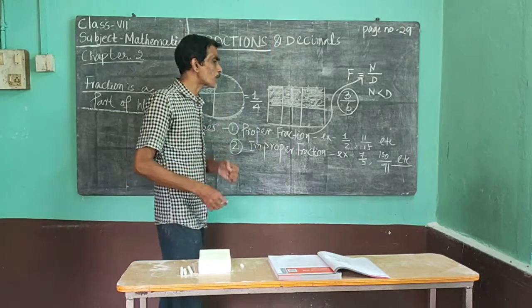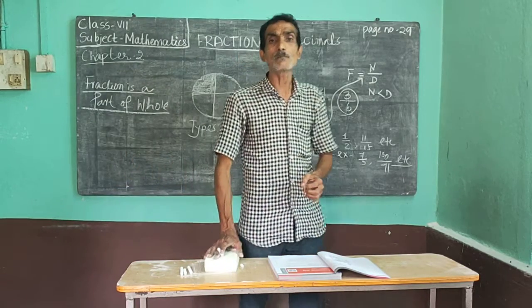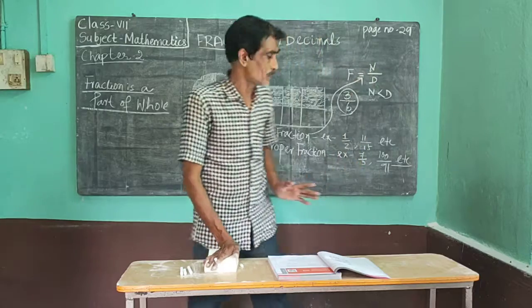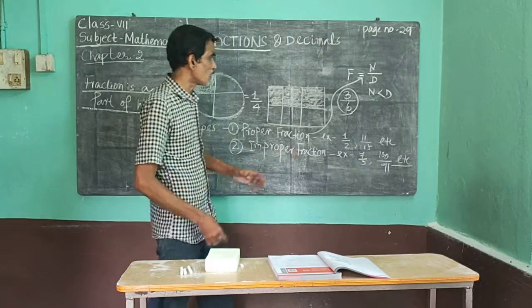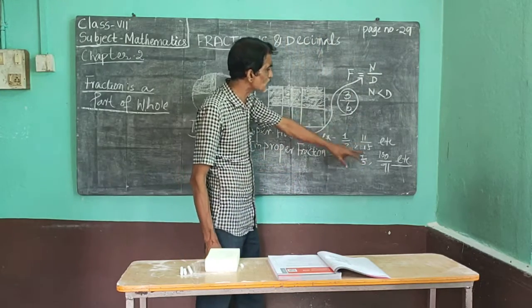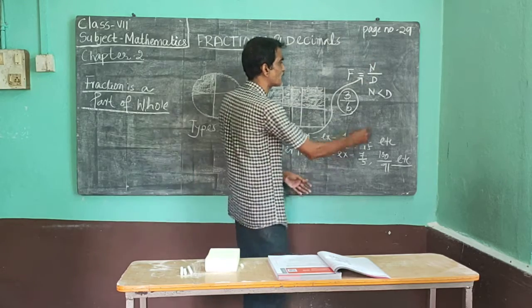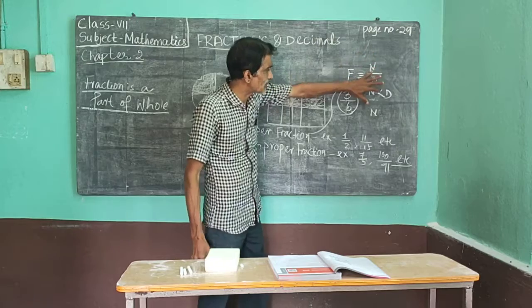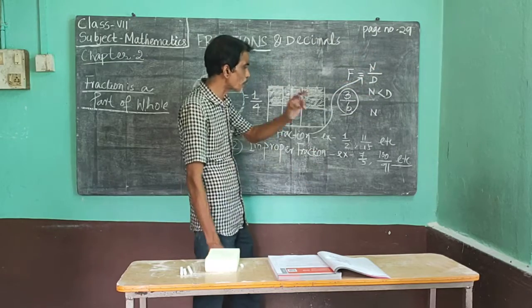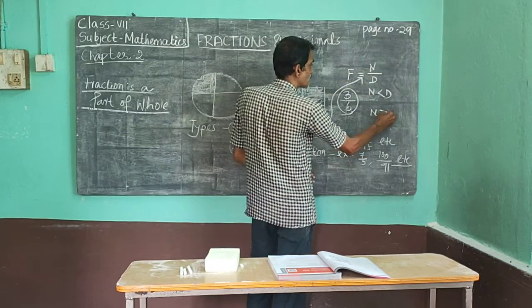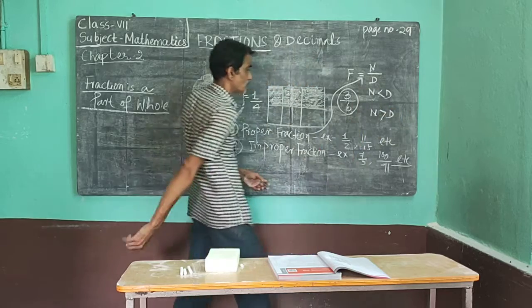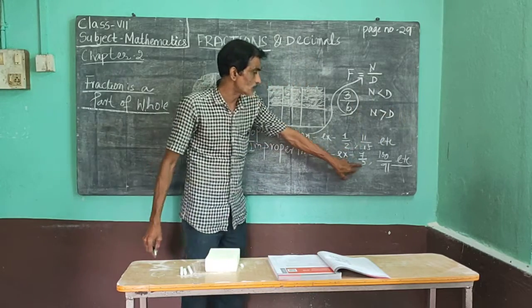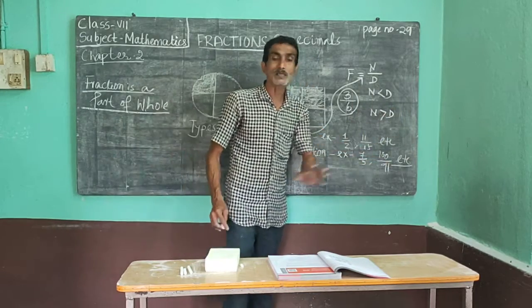Coming to the improper fraction, it is a combination of a whole and a proper fraction. What do you understand by that? Simply, it is a fraction whose numerator is greater than the denominator. In a proper fraction, the numerator is less than the denominator. In an improper fraction, the numerator is greater than the denominator. For example, 7 upon 3, 100 upon 91, etc.